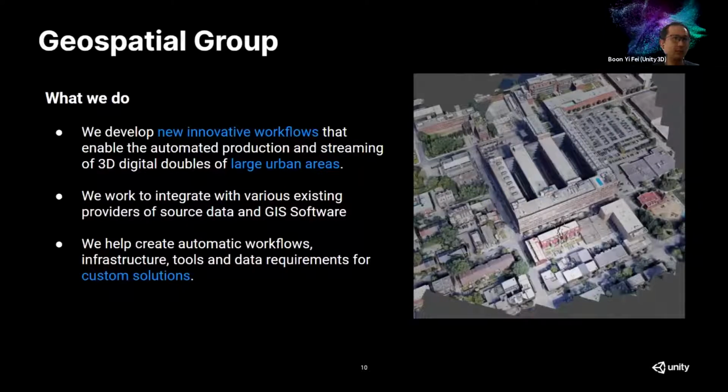So we have a geospatial group, and the mission of the geospatial group is to develop new and innovative workflows to automate the production and streaming of 3D digital doubles of large urban areas. The team is currently working to integrate with various existing providers and source data in GIS software. And we want to help developers create automated workflows, infrastructure tools and data requirements for custom solutions.